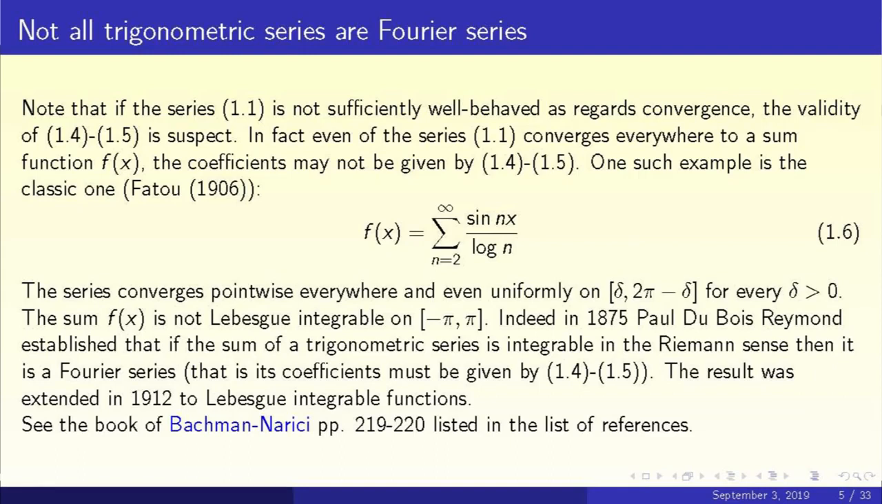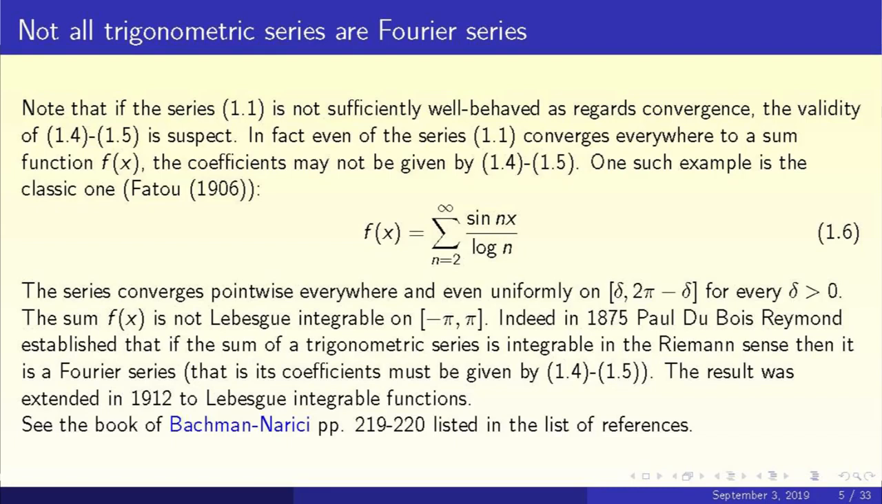In fact, in 1875, Paul du Bois-Reymond established that if a trigonometric series converges to a Riemann integrable function, then that trigonometric series is actually a Fourier series. In 1912, the result was extended to Lebesgue integrable functions.